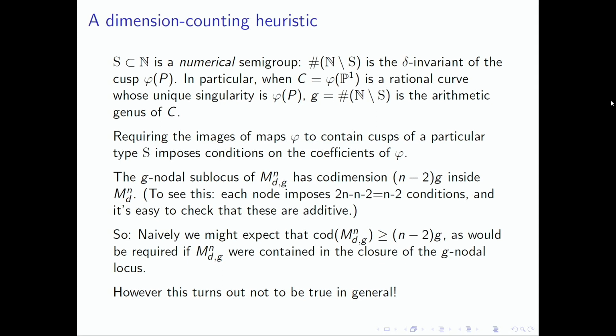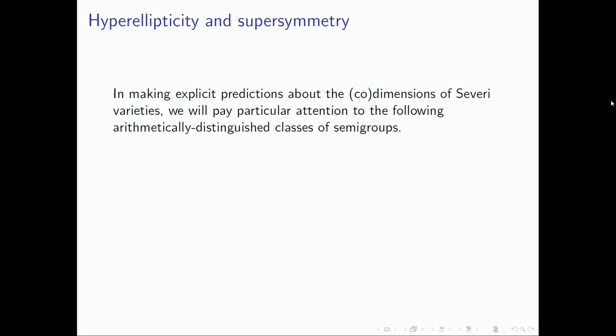OK, so how are we going to do that? Well, I guess what I'm going to say is we have a kind of strategy for how this should go in general. But I want to implement this strategy in two particular cases associated with two distinct families of value semigroups.